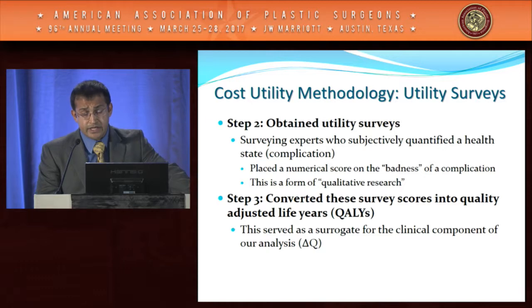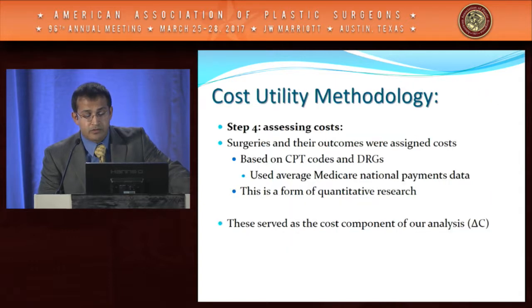The second step is obtaining the utility surveys. This is the process of surveying experts who subjectively quantify a health state or a complication, placing a numerical score on the quote-unquote badness of a complication, and this is a form of qualitative research. Step 3 converts these scores into quality-adjusted life years, and this serves as a surrogate for the clinical component of our analysis, which is delta Q, as mentioned before.